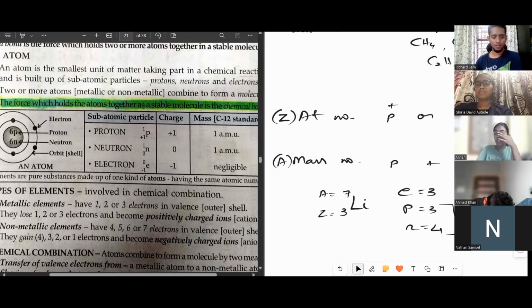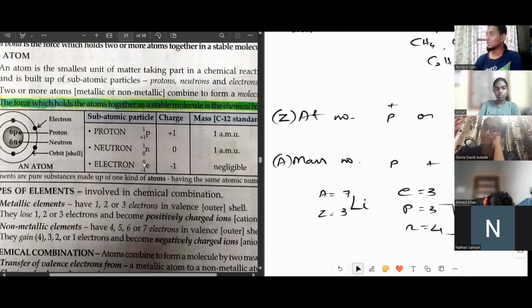Now look at how protons, neutrons, and electrons are represented. Proton is represented with +1 down and 1 on top. Neutron is 0 down, 1 on top. Electron is -1 down, 0 on top. Why are we representing it like this? What's the number on top? For proton it is 1, for neutron it is 1, for electron it is 0.